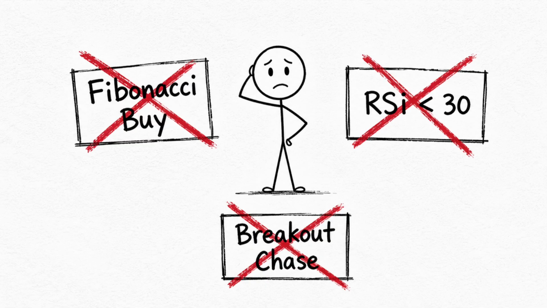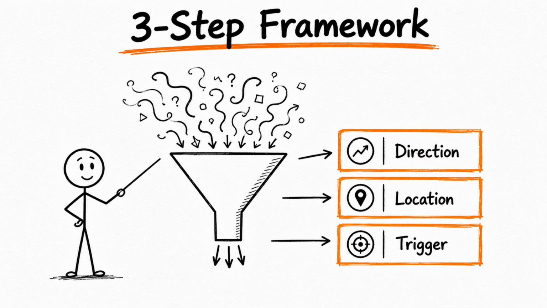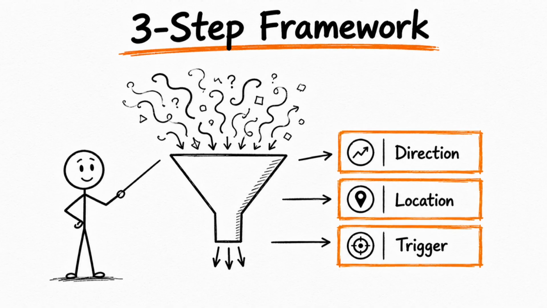It proves them wrong. So in this video, we're going to break down 22 of the most important trading strategies and concepts. But I'm not going to simply explain what they are. For every strategy, I'll show you what it does, where traders make mistakes, and when it actually makes sense to use it. And stay until the end, because I'm going to take all 22 strategies and compress them into one simple 3-step trading framework. If you understand that framework, you won't need to put 20 indicators on your chart just to find one trade. Let's start.